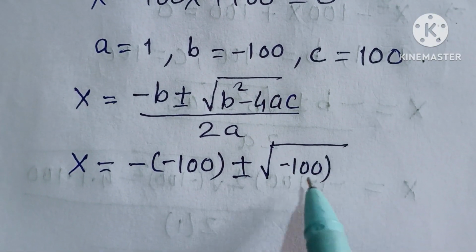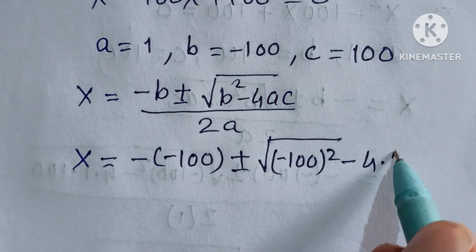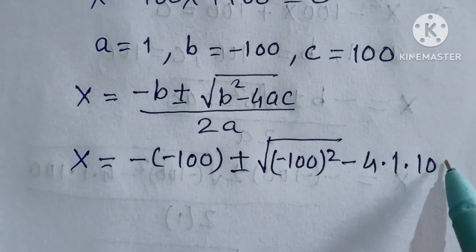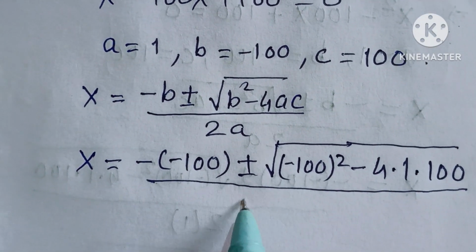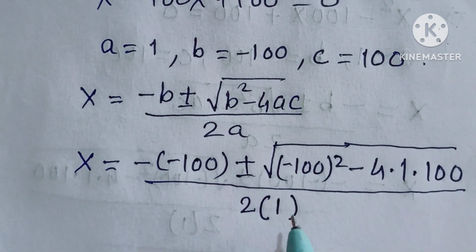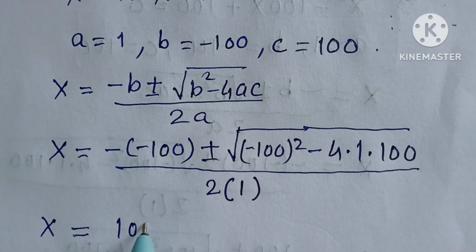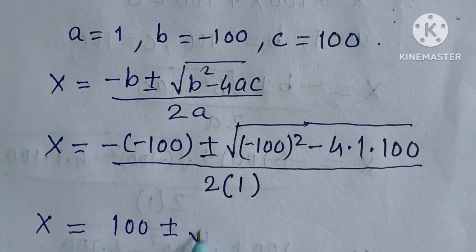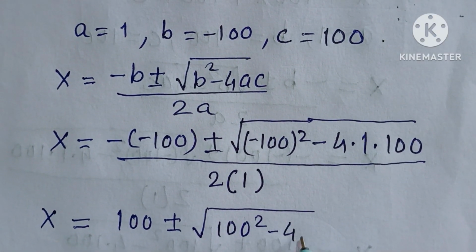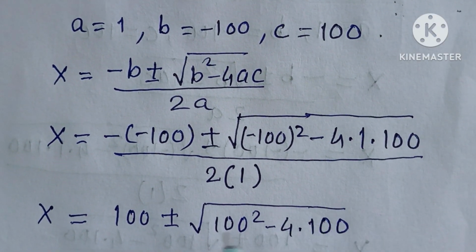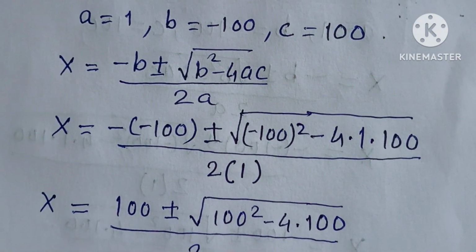minus 100 square minus 4 into 1 into c. Value of c is 100. So we can write here value of a is 1, so 2 into 1. Now x equal to 100 plus minus under root 100 square minus 4 into 100, divided by 2. 2 into 1 is 2.